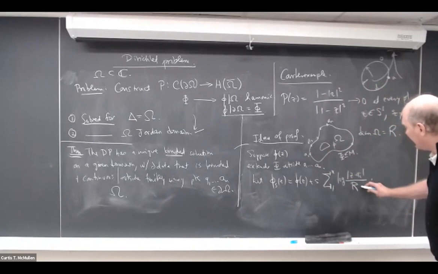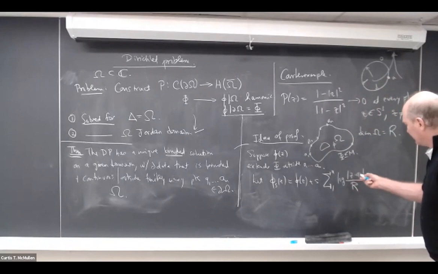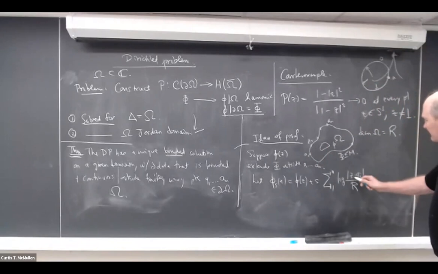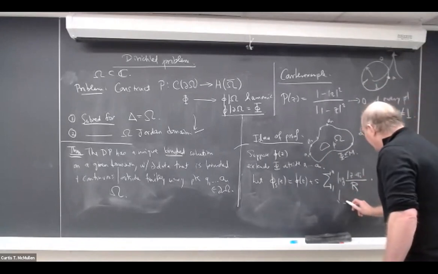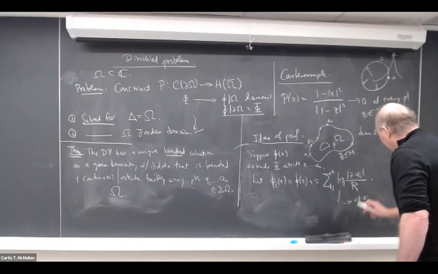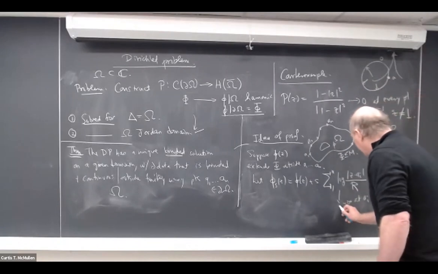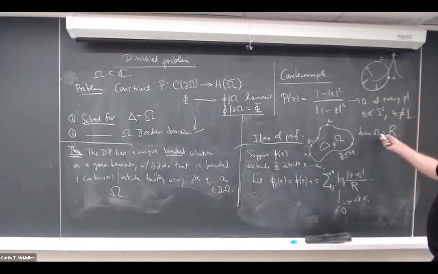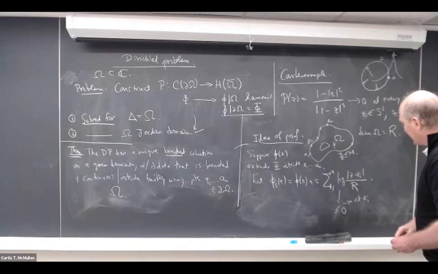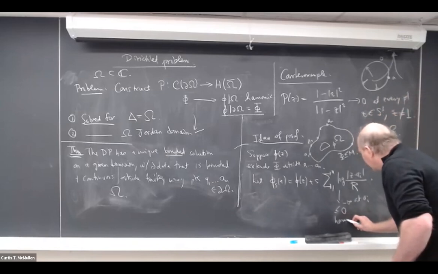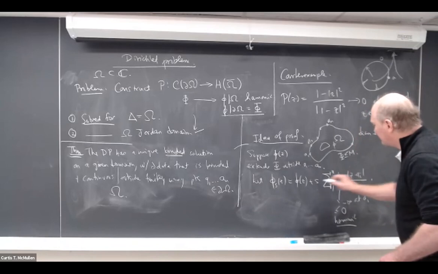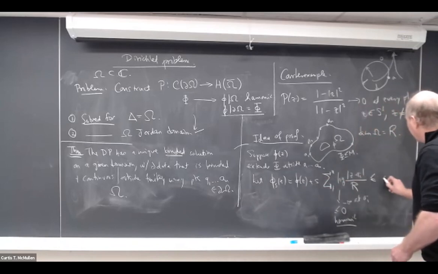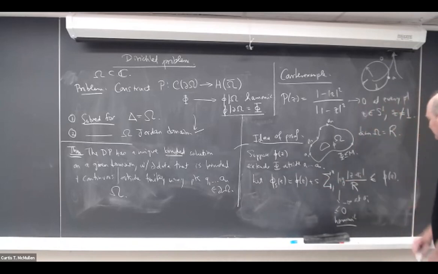Now, how does this function behave? As z goes to ai, the logarithm goes to minus infinity because z minus ai goes to 0. So this function goes to minus infinity at ai. It's everywhere negative because the absolute value of z minus ai is less than the diameter of omega. And of course, it's harmonic. So the maximum principle applies to this plus this. The negativity ensures this is less than phi of z.